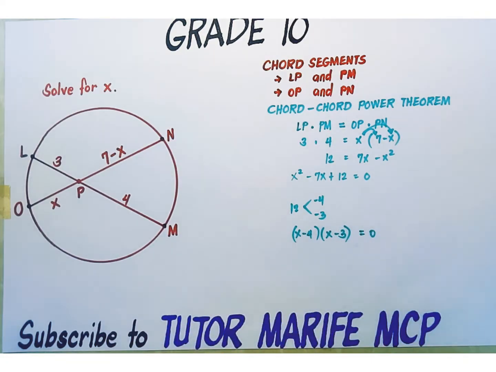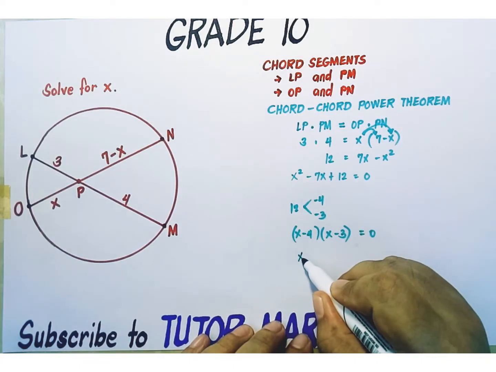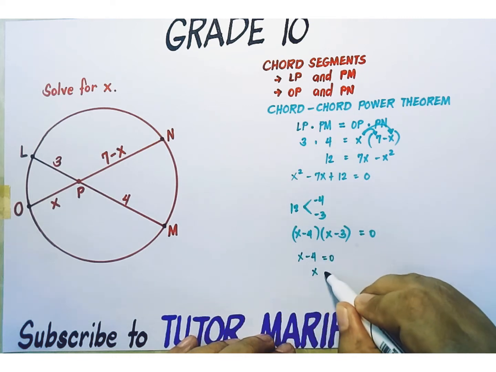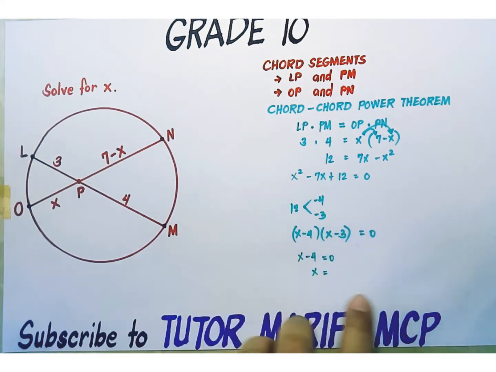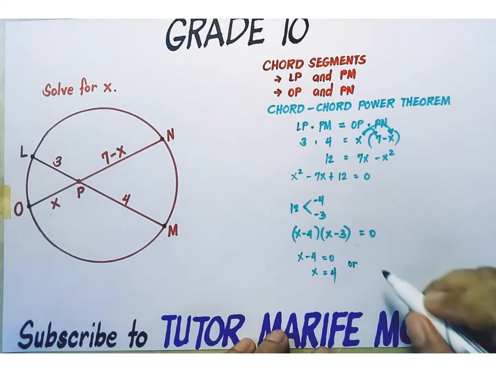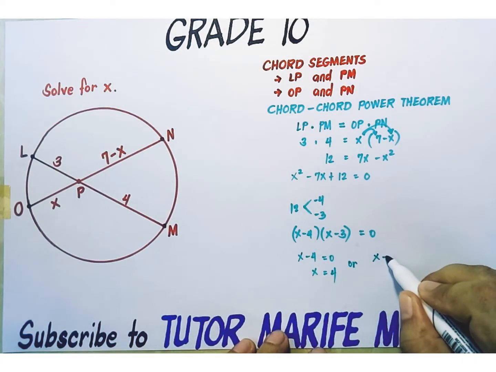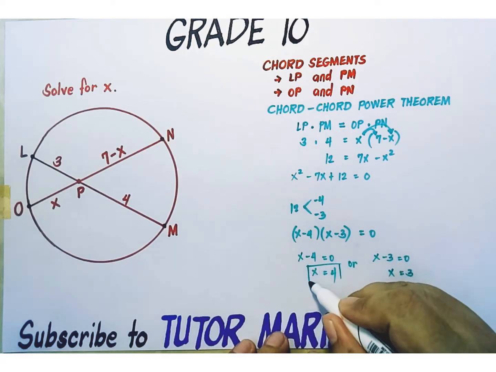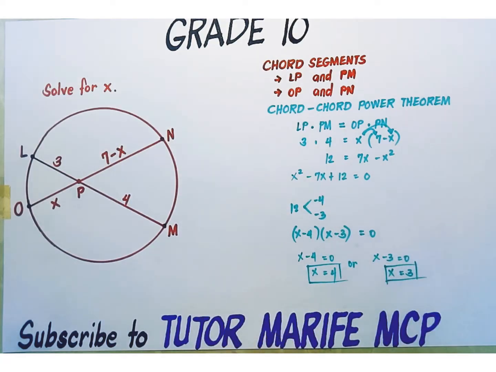Equate the factors to 0. Then by zero product principle, we can equate each factor to 0 and solve for x. First factor is x minus 4. Let's equate it to 0 and solve for x. X is equal to, transpose negative 4 to the right, x equals 4. Set the second factor to 0, x minus 3 equals 0. Transpose negative 3 to the right, x is equal to 3. We have two possible answers for x. X equals 4 and x equals 3.